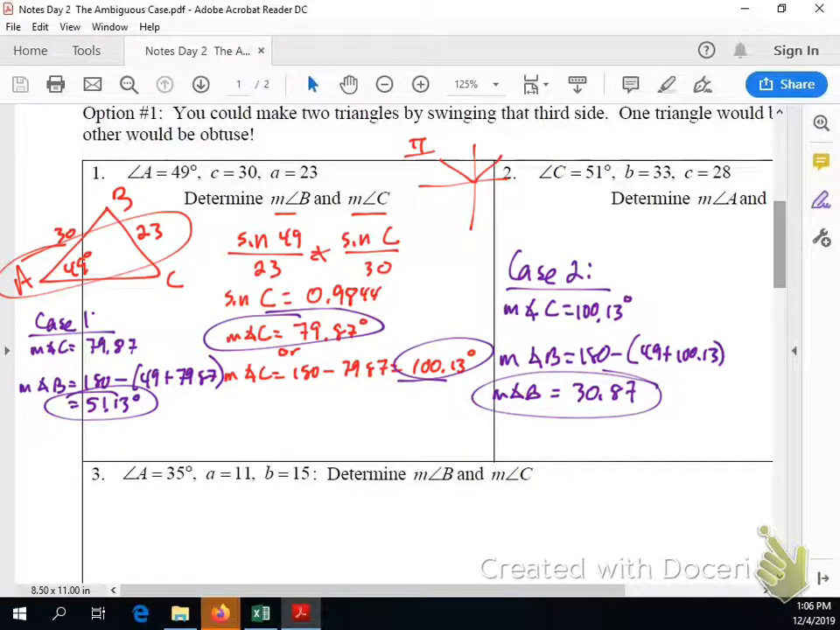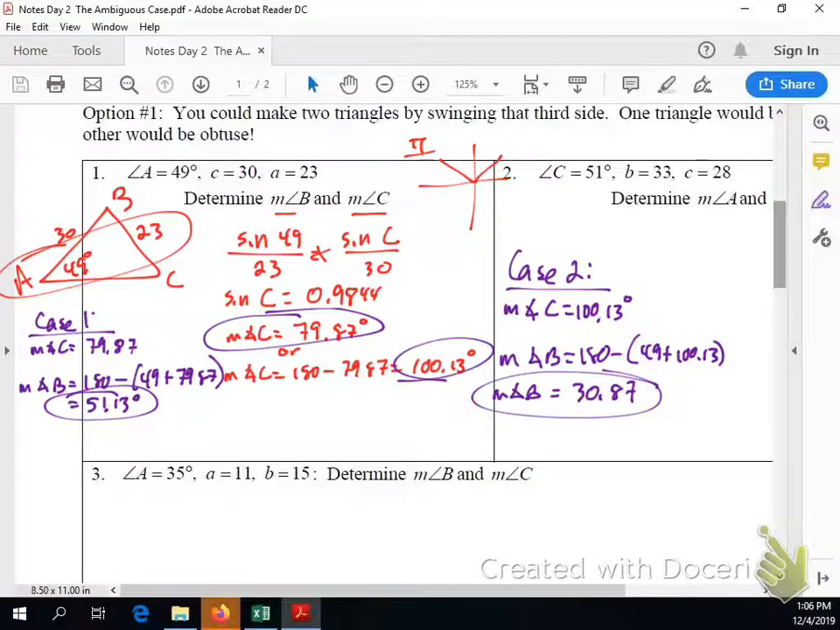Okay, so there you go. Which one is it, right? That's always the question. And the answer is we don't know. That's why it's ambiguous. Ambiguous means we're not sure, right? So without more information, we'd have to have some more information about that triangle. Right now, we have to be satisfied with the fact that angle C could be two different angle measures, which means that angle B could be two different angle measures, okay?